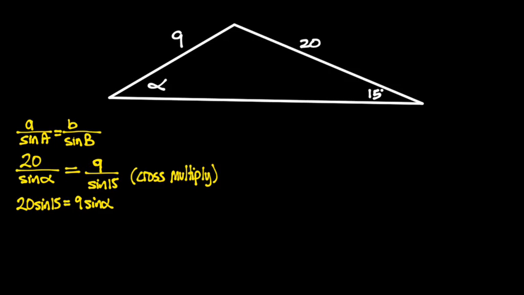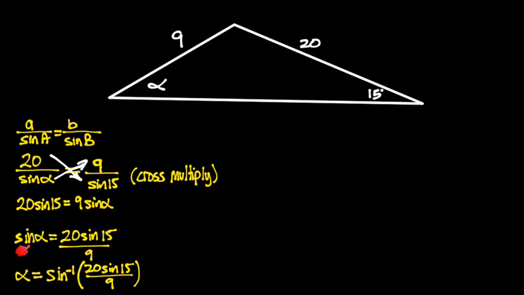So I'm going to do 20 times sine 15 equals 9 times sine alpha. So I'm just cross multiplying across the equal sign. That gives me my unknown over here, and I can simply divide both sides by 9 to get the sine alpha on its own. Now that's great. I can work out what sine alpha is, but to find alpha I use the inverse sine. So I bring the sine across to this side, make it an inverse sine, and I can calculate a value for my angle alpha, which works out to be 35.1 degrees.